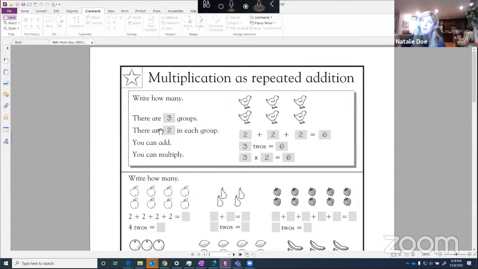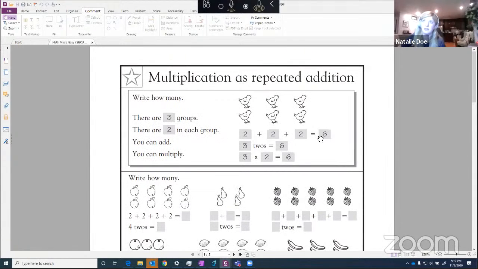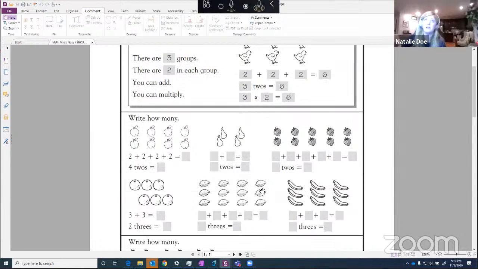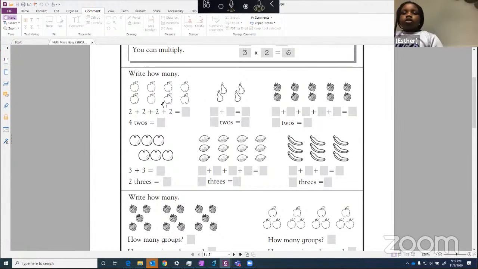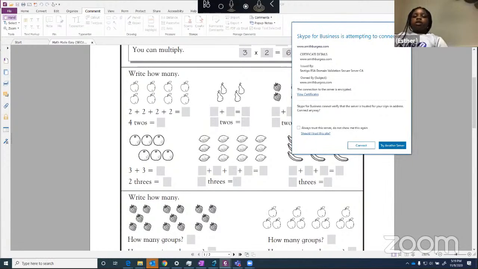So one way you can do the problem is saying, all right, I've got 3 groups. There's 2 in each group. So that's 2 plus 2 plus 2 equals 6. The other way you can do it is by using multiplication. So you can say I've got 3 groups. There's 2 in each group. So 3 times 2 is 6. So I've got a couple examples here. How would we group these apples? 2 plus 2 plus 2 plus 2, which equals 8. So 4 2's equals 8.